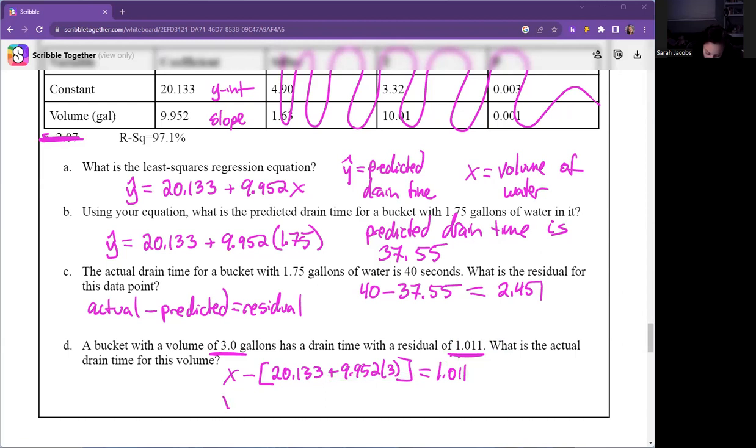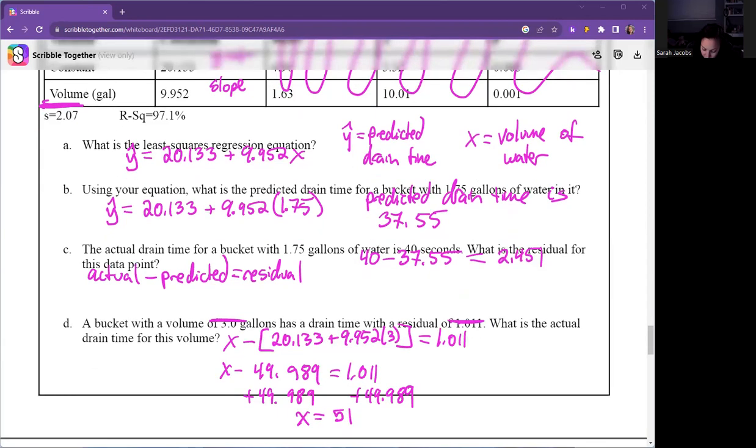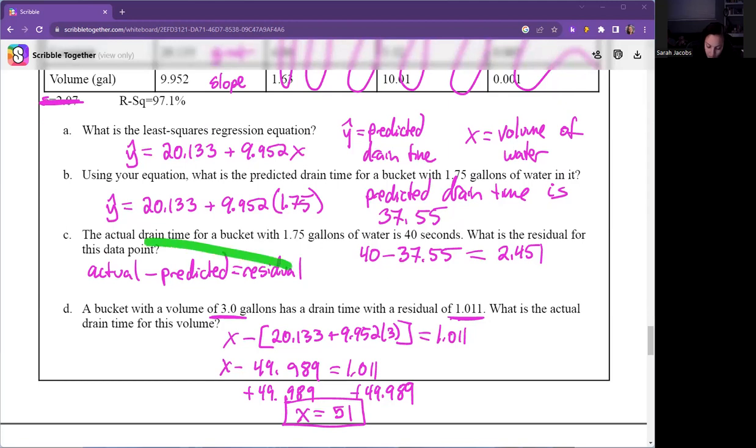So our predicted now is 49.989. And we're just going to add that to both sides. .011. And we get that the actual drain time was 51 units of time. So again, it's all about setting up the equation and plugging in the numbers you know and finding the ones you don't.